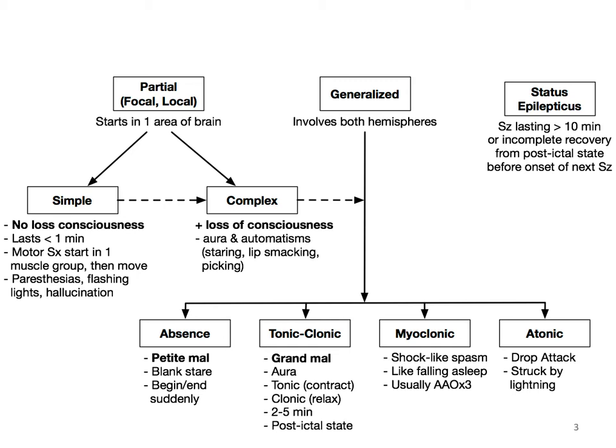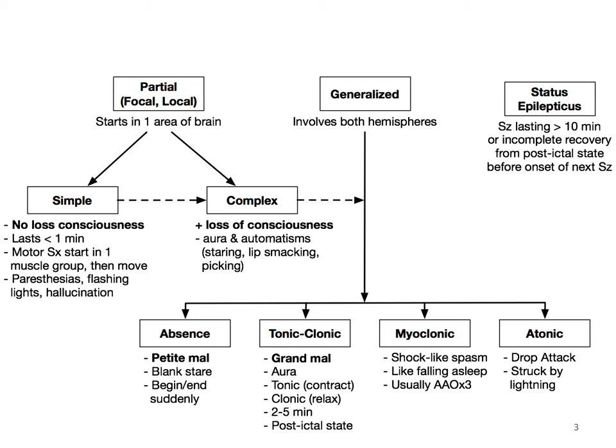Tonic-clonic seizures, traditionally called grand mal seizures, begin with an aura, which then progresses into alternation between muscle contraction and relaxation. These last an average of 2 to 5 minutes, and there is always a post-ictal state involving confusion or altered mental status.